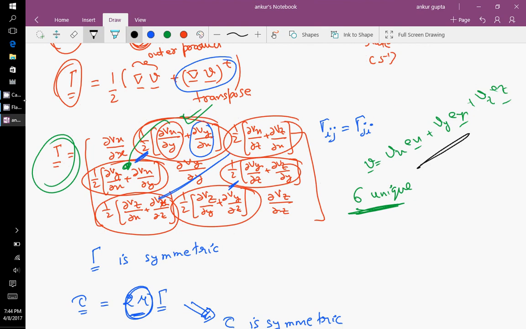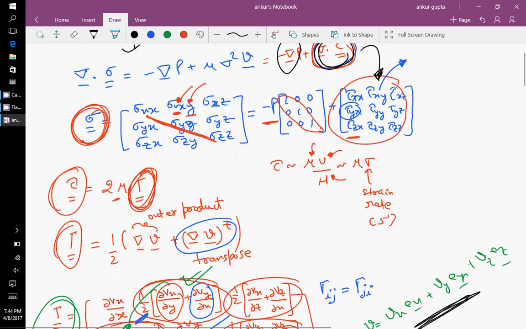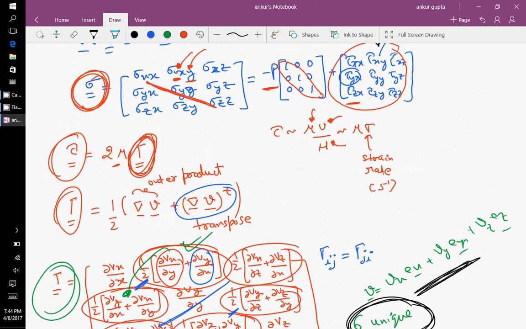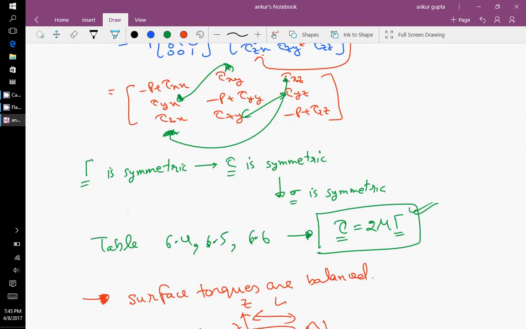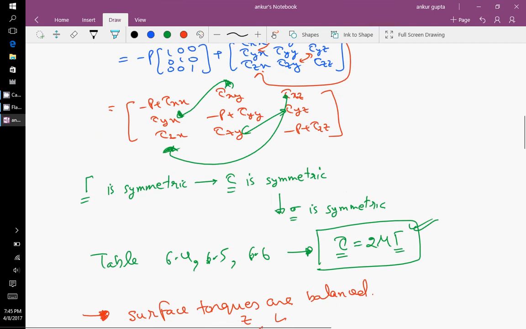Whenever you have a velocity profile, you only have to calculate 6 unique components because it is a symmetric system, or gamma ij is gamma ji. So if you have calculated gamma xy, you don't need to calculate gamma yx. Because gamma is symmetric, tau is symmetric, and because tau is symmetric, sigma is symmetric. That's what we showed by calculating everything here.